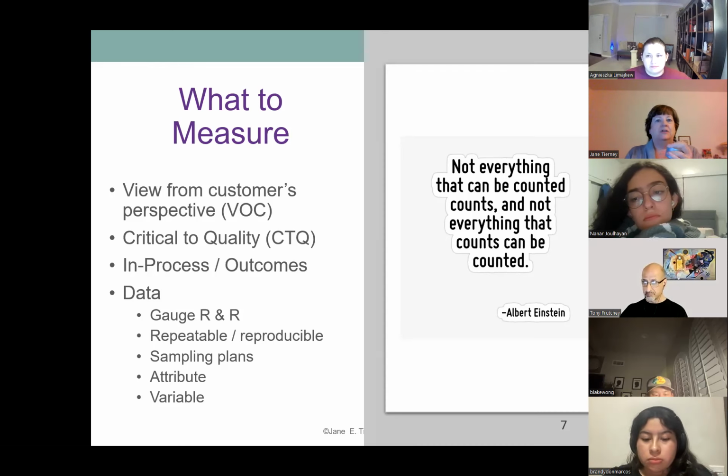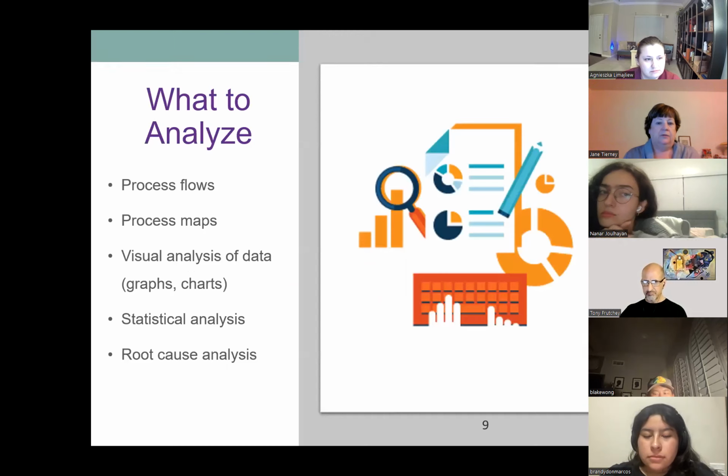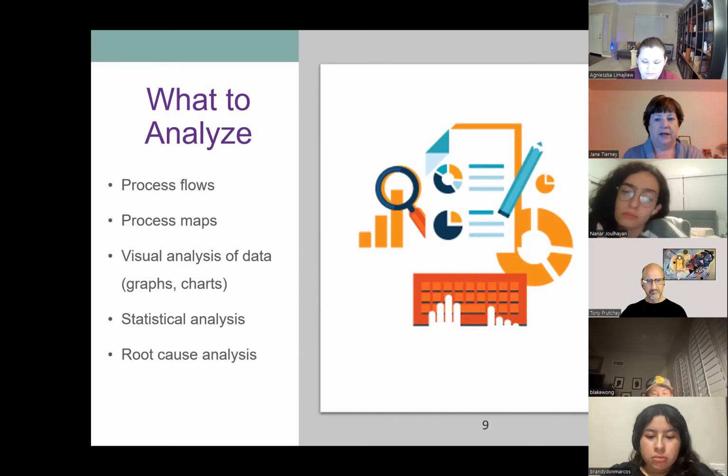And then finally, with analyze, we're going to look at the process flows and the process maps. And I think I have an example of those in here. We're going to do visual analysis, but we're also going to do some statistical analysis, and we're going to try to dig into the root cause analysis. So we're looking for the waste.